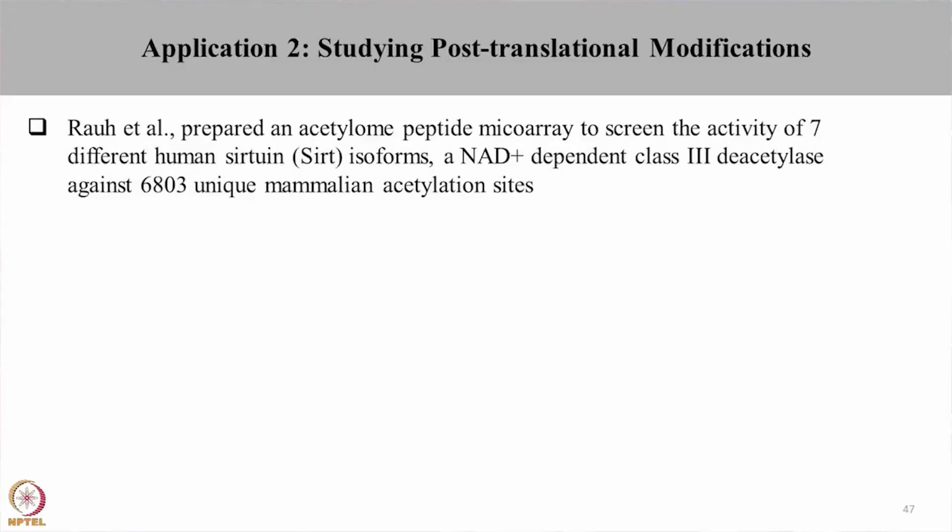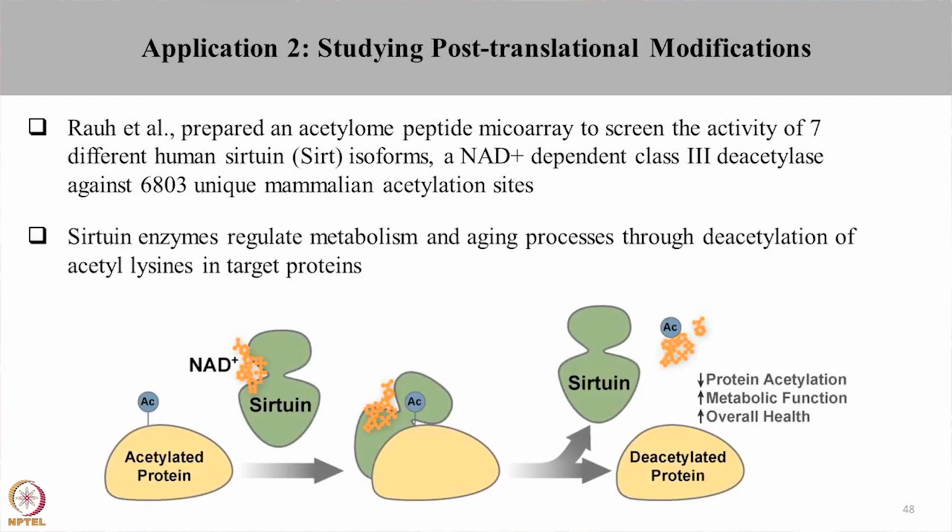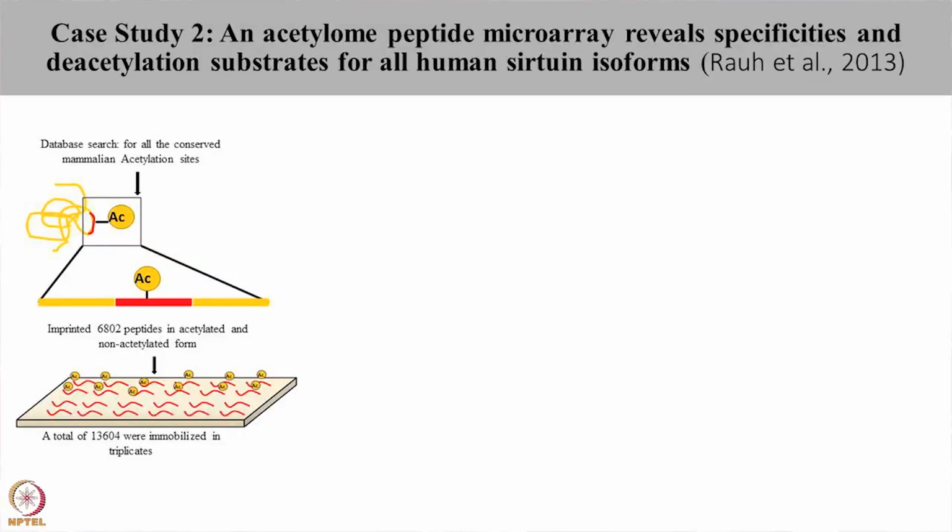Now going ahead to another study where Rao et al. prepared an acetylome peptide microarray to screen the activity of 7 different isoforms of sirtuins against 6,800 unique mammalian acetylation sites. Sirtuins are the enzymes which deacetylate the lysine residues in the presence of NAD. In this study, a database search was performed to look for all the conserved acetylation sites in the mammalian system. A total of 6,802 peptides in their acetylated and non-acetylated forms were imprinted.